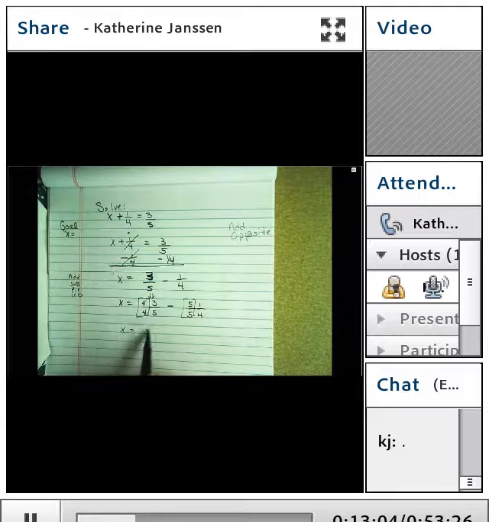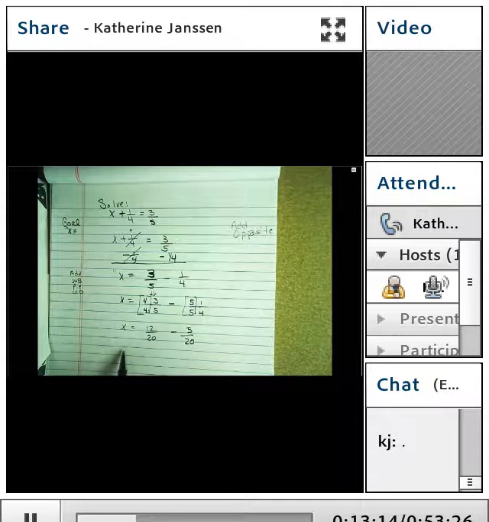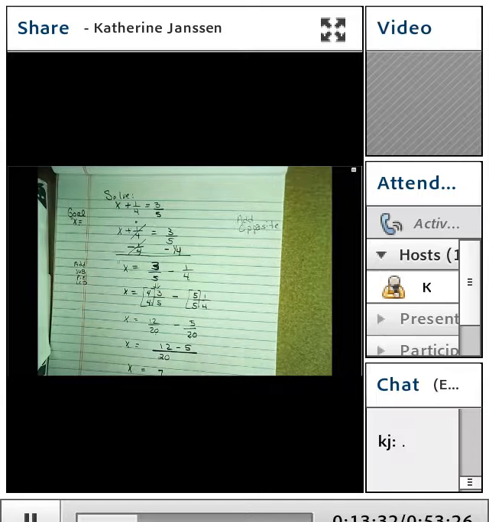4 times 3 is 12. 4 times 5 is 20. 5 times 1 is 5. 4 times 5 is 20. I see now that I have common denominators, so I can write the numerators all over my common denominator. 12 subtract 5 is 7/20ths. 7's prime. Adding or subtracting fractions, we need to have a least common denominator.